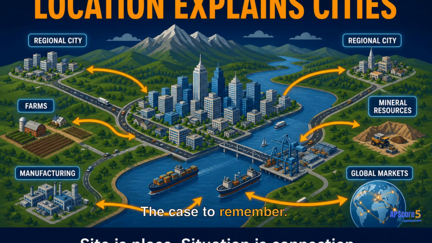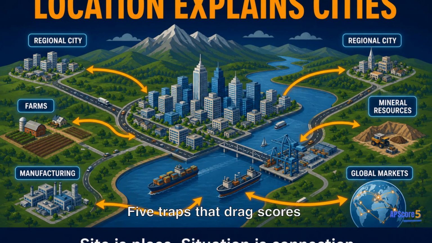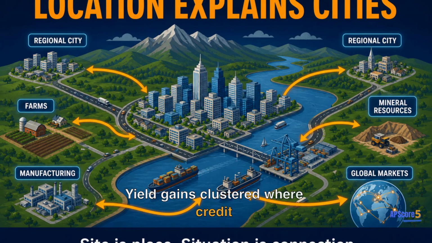The case to remember. The Aral Sea. Cotton irrigation diverted rivers. The sea shrank. Fisheries collapsed. And public health crashed. 5 traps that drag scores down. 1. Saying the Green Revolution helped every farmer. Wrong. Yield gains clustered where credit and irrigation existed. Others fell into debt.